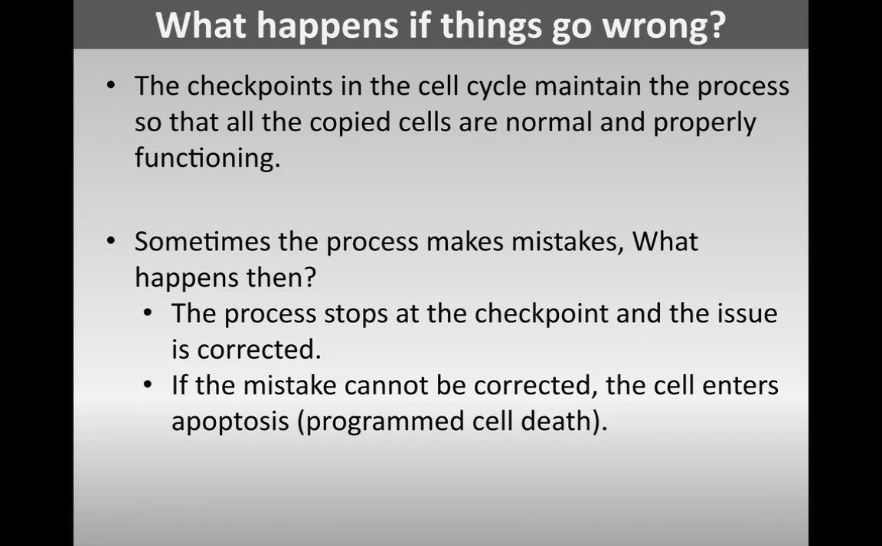So we talked about, kind of hinted around, that we're going to talk about what happens if things go wrong. So first and foremost, the checkpoints in the cell cycle are going to maintain the process so that all the copied cells are normal and properly functioning. Sometimes, though, the cell cycle, the process, is going to make mistakes. So what happens then? The process is going to stop at the checkpoint that identifies the issue, and the issue will be corrected through various means.